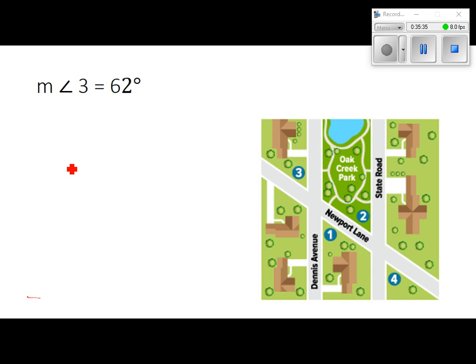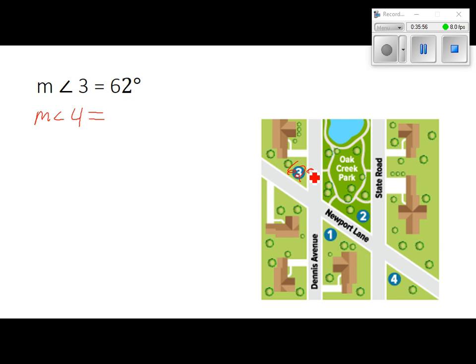Angle 3 is 62 degrees. I think we were supposed to find angle 4 maybe. Measure of angle 4. We'll just find whatever angles we can find there. I mean 61. 62. Does it say 62? So that angle's 62 degrees.